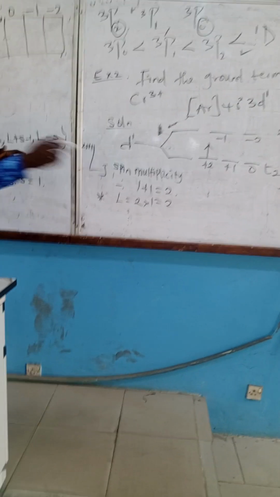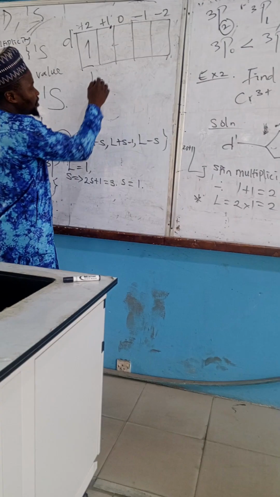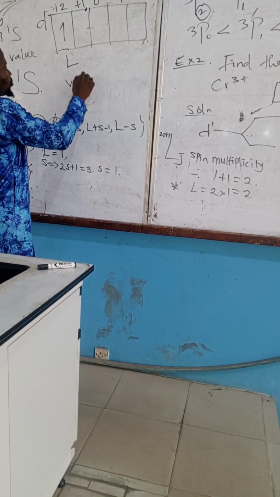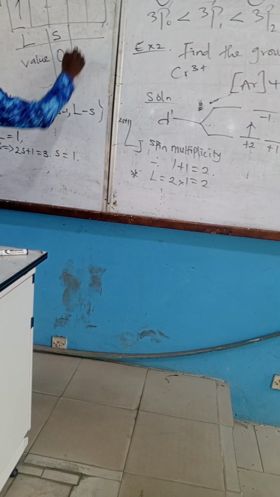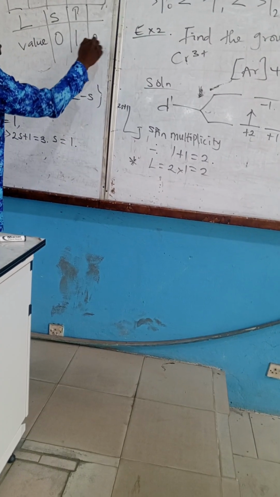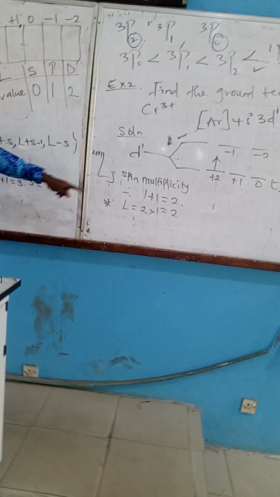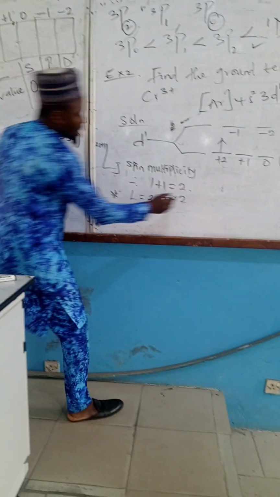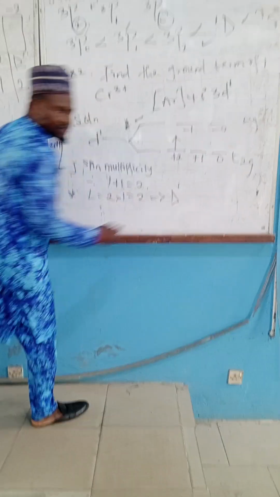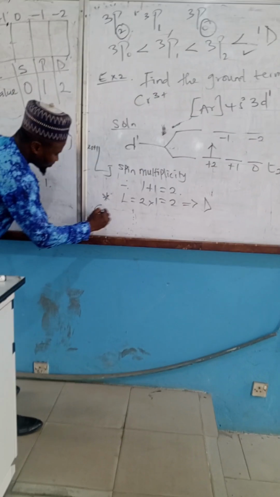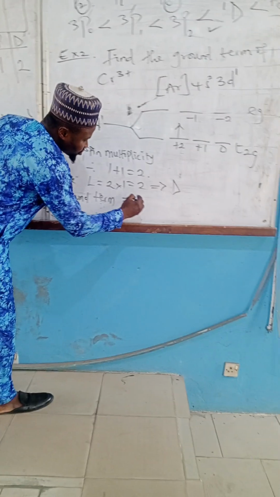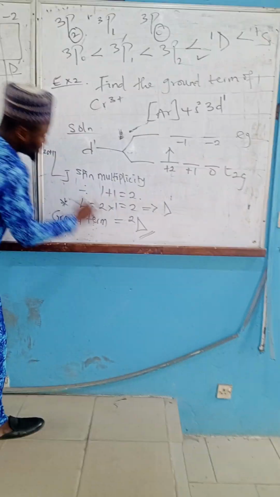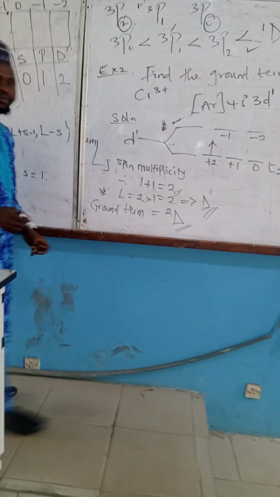What does 2 correspond to in L? If you recall, when it is 0, it is S. When it is 1, P. When it is 2, it is D. So since we have 2, that corresponds to D. So the ground term is 2D, with spin multiplicity 2 and the spectroscopic term D.